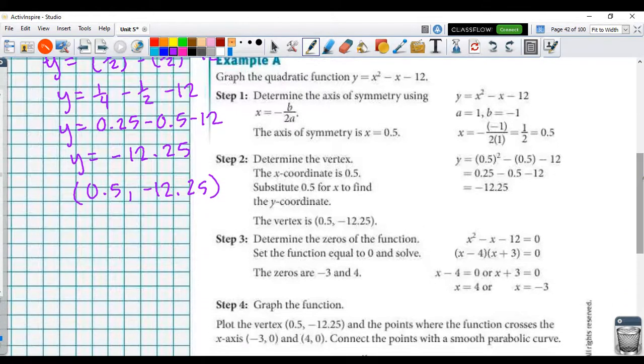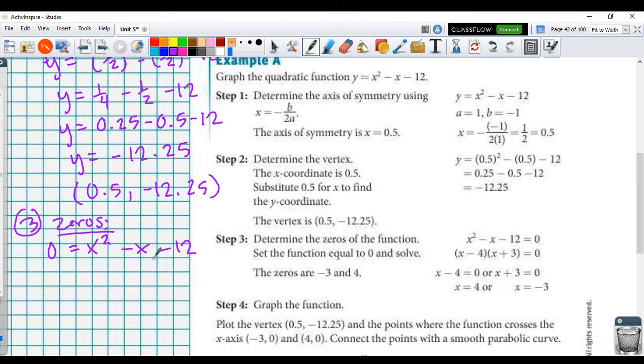The next step we're going to look at, we are going to find... 1 point is not enough for a parabola, right? So we need to have more points than that. So we're going to go ahead and find our zeros of our function. That's the x-intercepts, the same way that we did in the first lesson. Okay, so we know that for the x-intercept, the y value is going to be 0. So I'm going to plug in 0 for y. So that's x squared minus x minus 12.